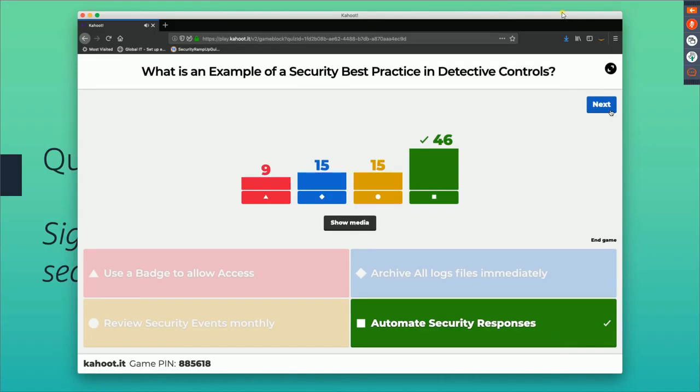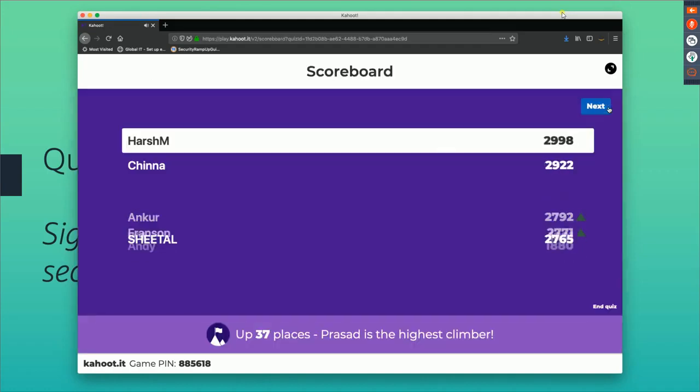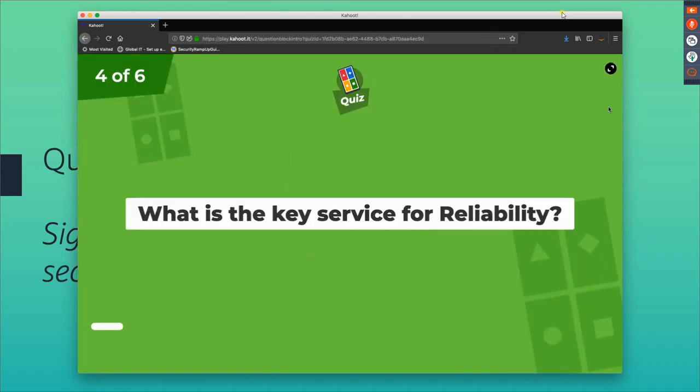That is great. There are a lot of DevOps engineers over here, and yes, automation. If you got that piece correct, there is a high chance that you will also get this, because you want to automate even your security responses here. That's great. Okay, let's see here again. Harshal and Chinna, great. Keep on going. Two more questions to go.